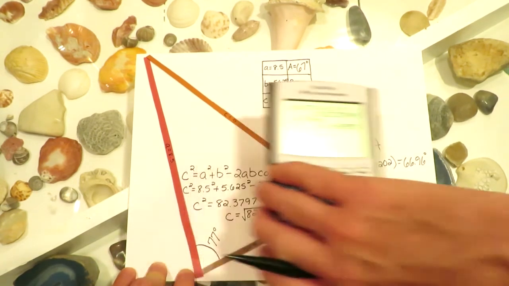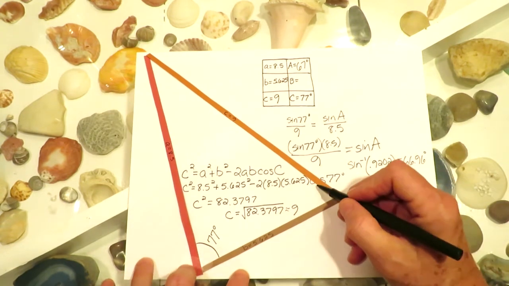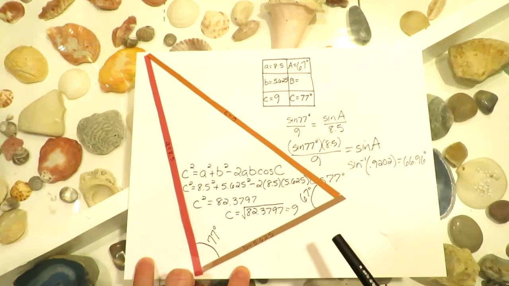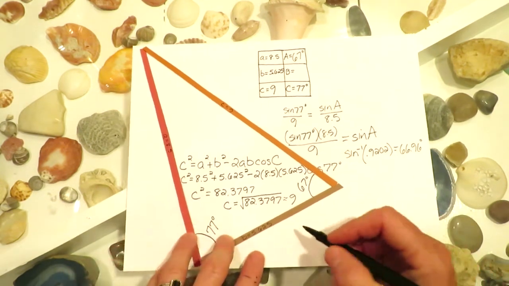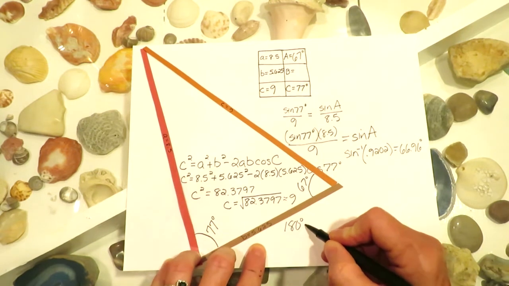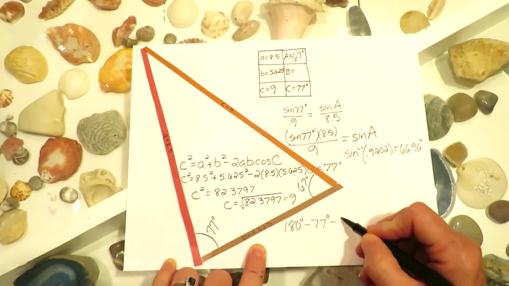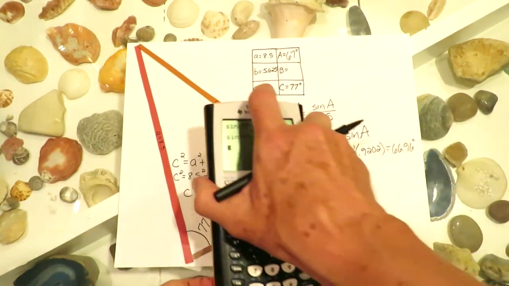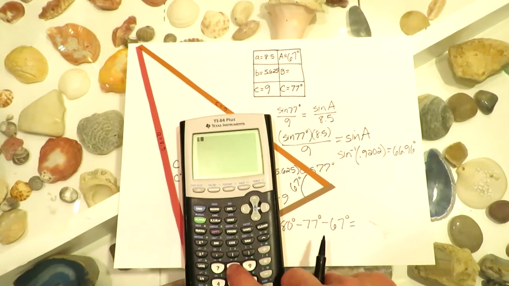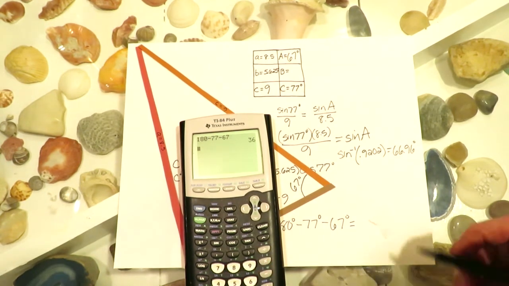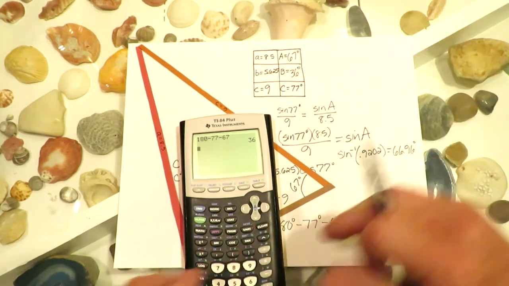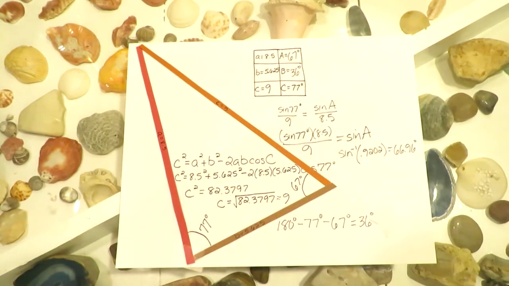So now we know angle A and we know angle C. The last angle B, we might as well find the easy route by taking 180 and subtracting 77 and subtracting 67, because all three angles have to add up to 180. And that leaves 36 degrees for angle B. So I now have all sides and all three angles.